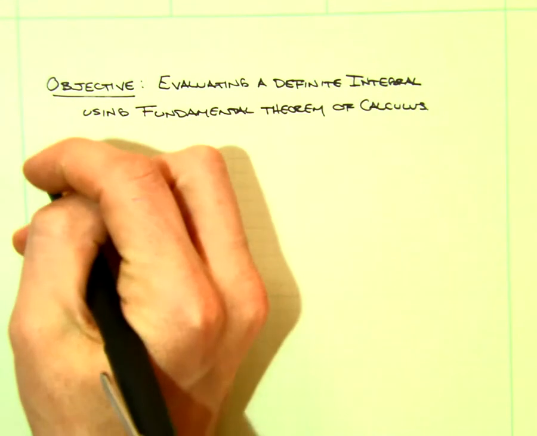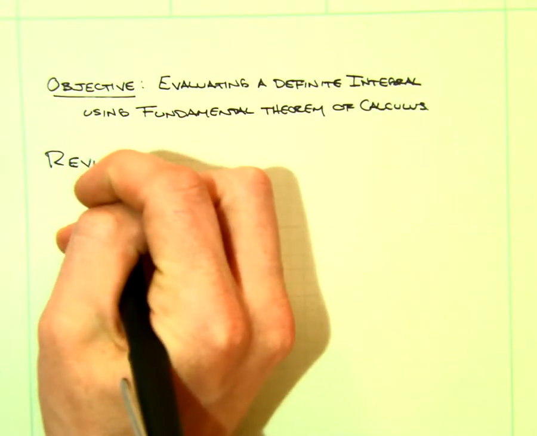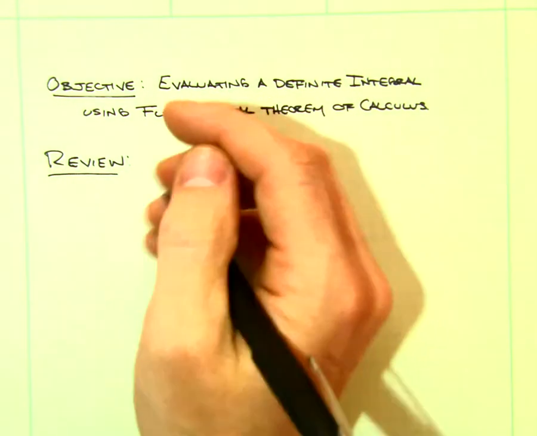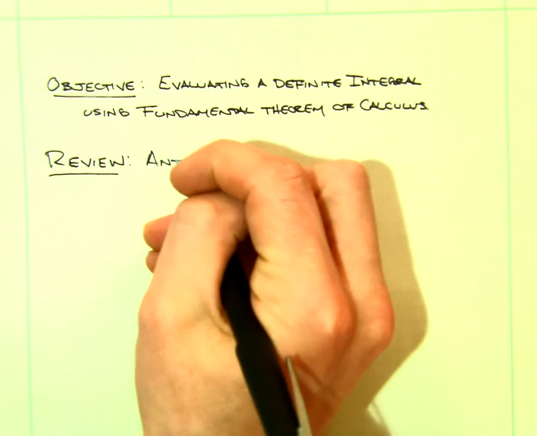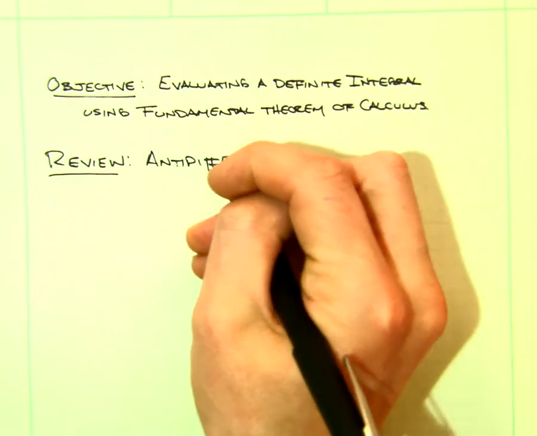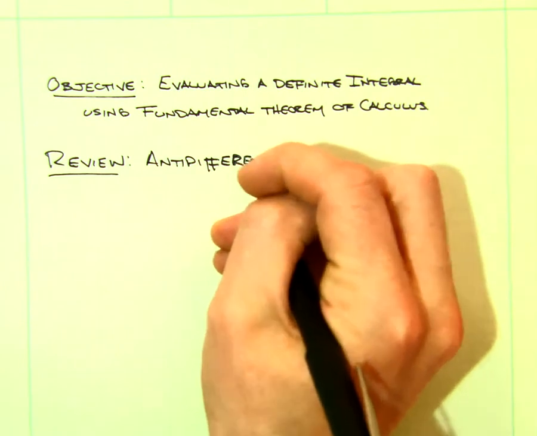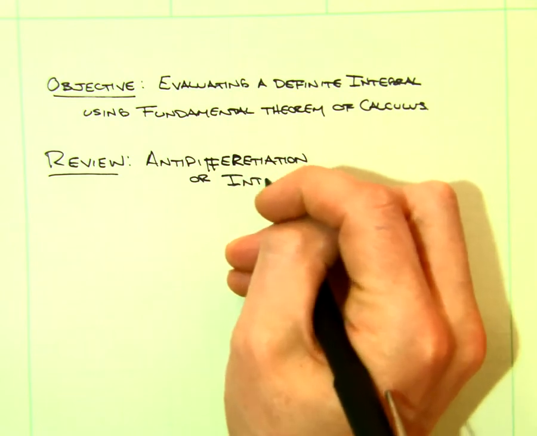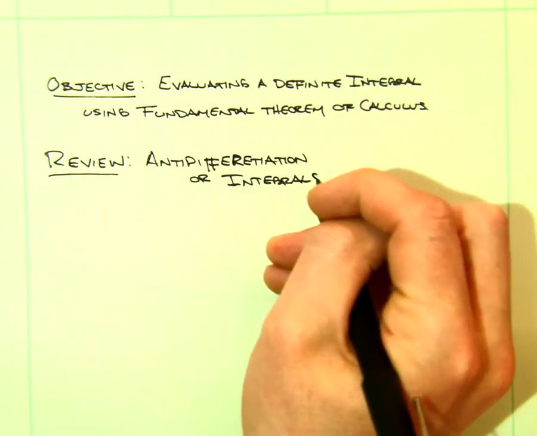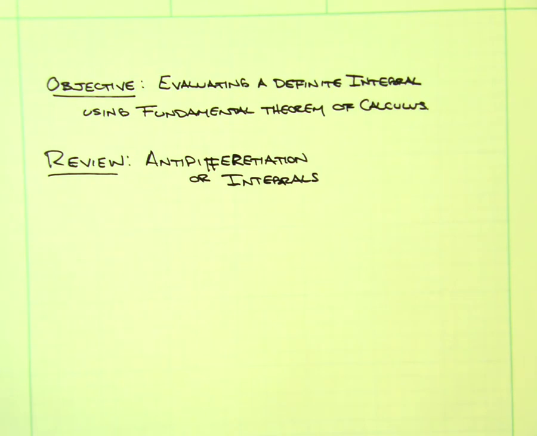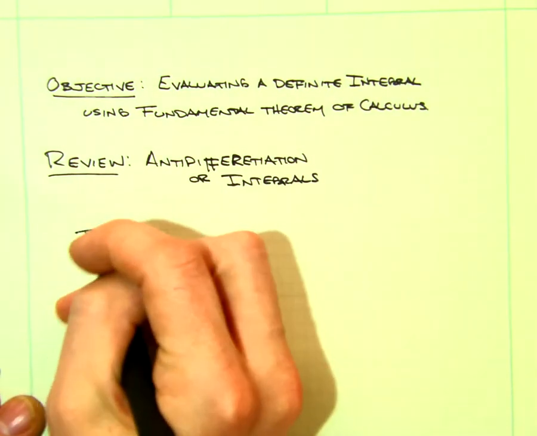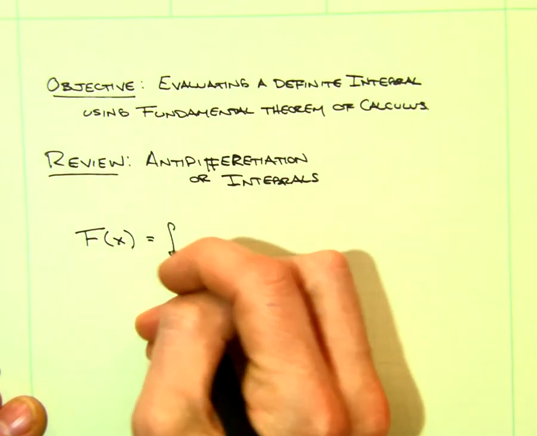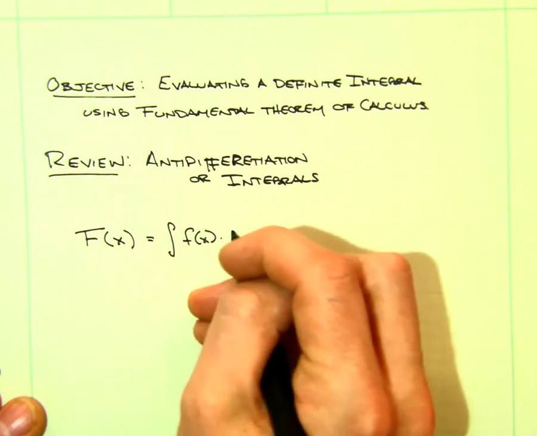Now just a quick review of what an integral is. Integrals, we were also calling them anti-differentiation, or integrals. And if you guys can remember the four main steps that we were using to solve these things, first off, we would be looking for a function capital F of x, and that would be the integral of lowercase f of x dx.